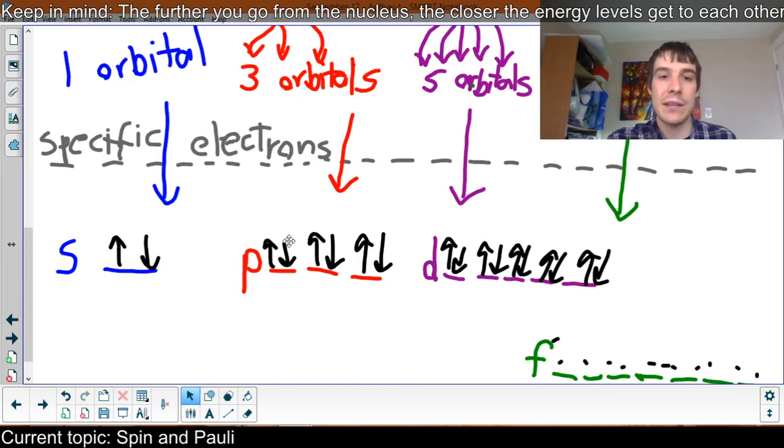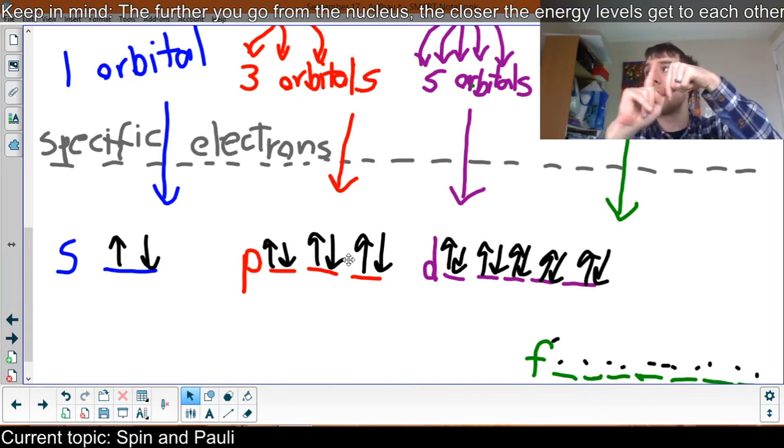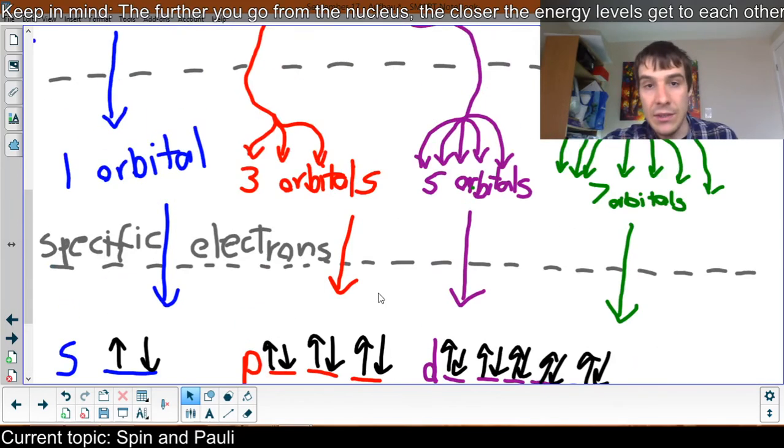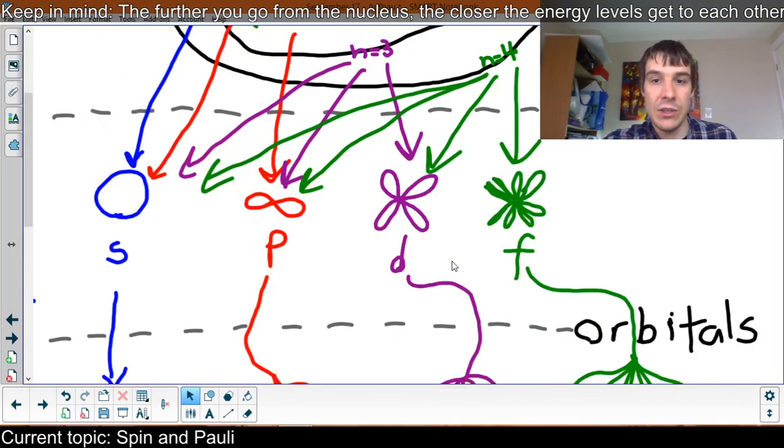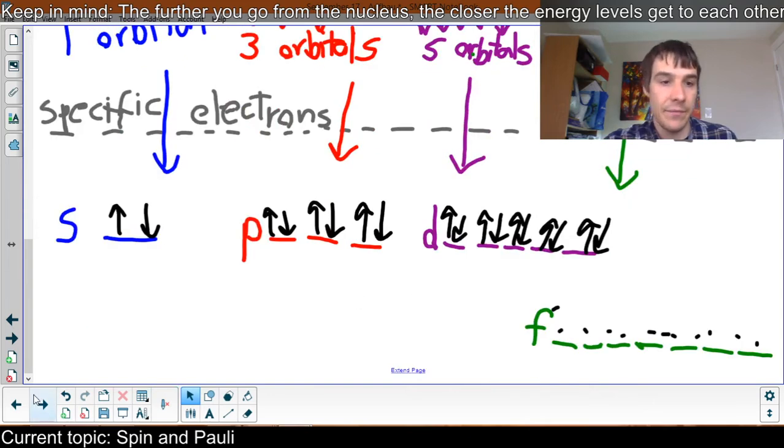So an up and a down electron, because an up electron and a down electron can be right next to each other, and they don't really mind each other's presence too much. So this diagram is a really good summary of the whole thing.